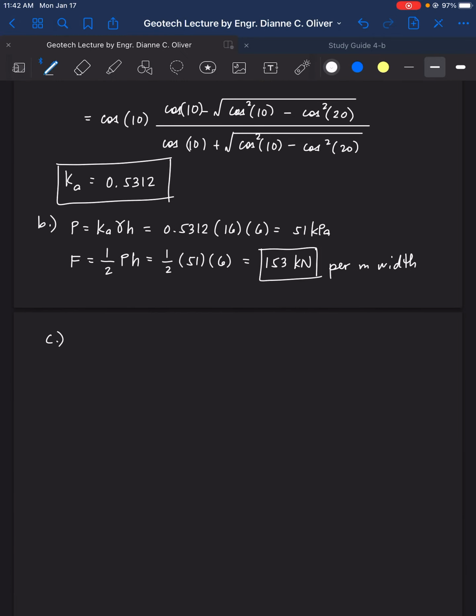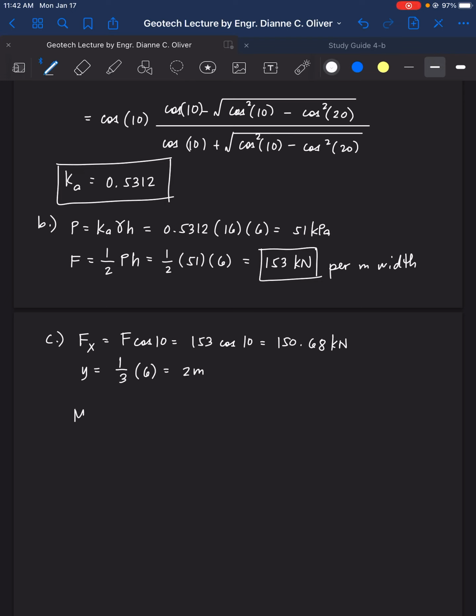So let's get the value of F of x. F of x is F cosine of 10, and that is 153 cosine of 10, and that is equal to 150.68 kilonewton. And the distance y is 1/3 of the height, and that is equal to 2 meters.